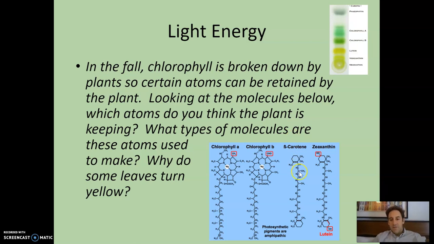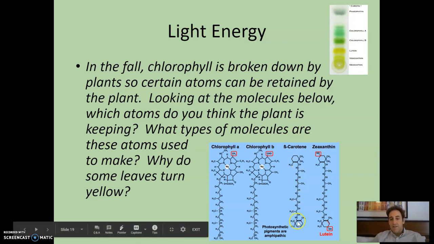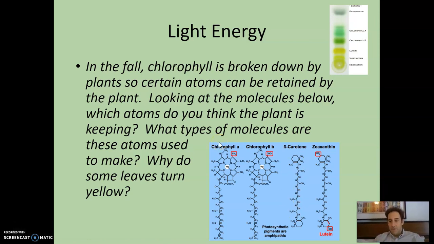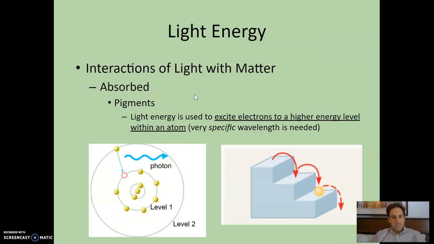The other pigments, they don't really need to worry about breaking these down as much because it's just carbon and hydrogen. And as we're going to see, they get carbon from photosynthesis, and so it's just not as important to keep those carbons. So what happens when a pigment absorbs light?